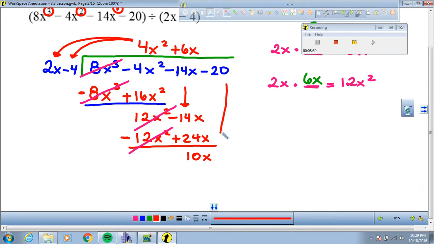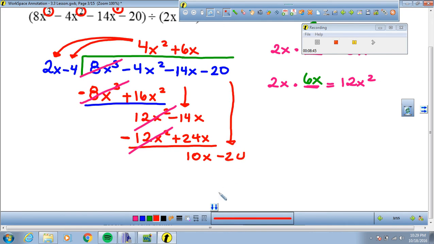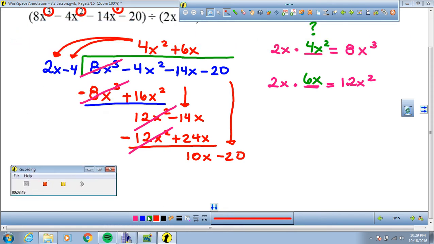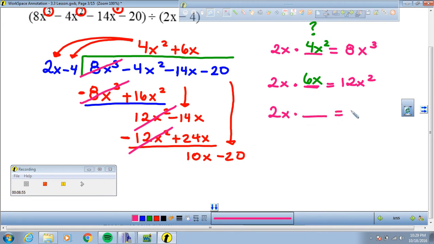You still have a term to bring down. So we bring it down, -20. Start the process again. Now you're going to say the first term on the outside, it's always that one, times something, has to equal the first term of the last answer that I have here. So it has to equal to 10x. So what could we put here? Times 5. So that means that up here we need plus 5.